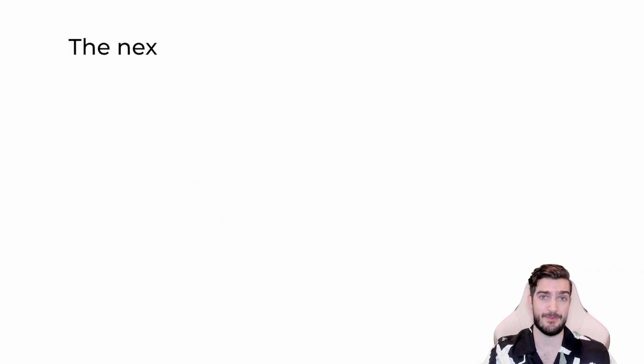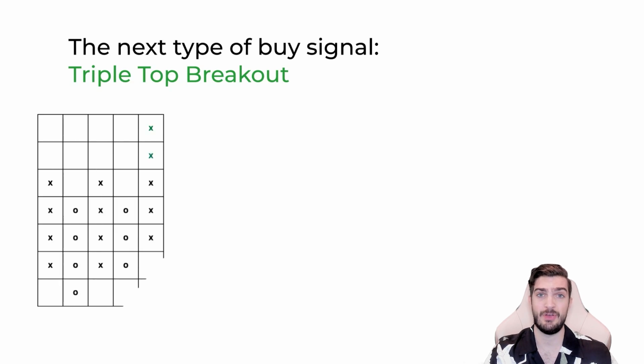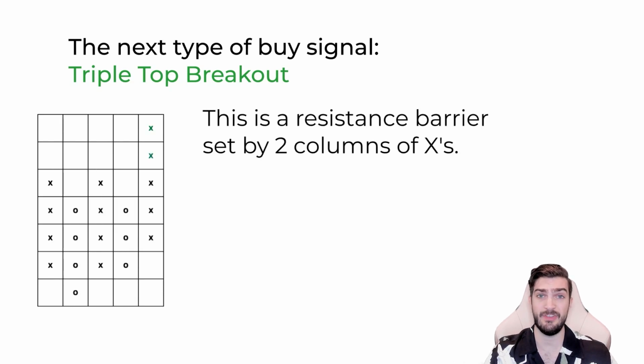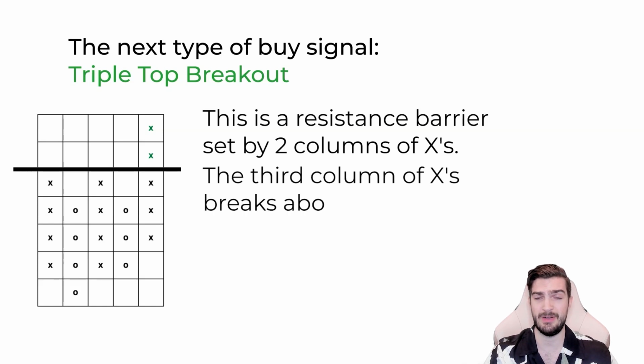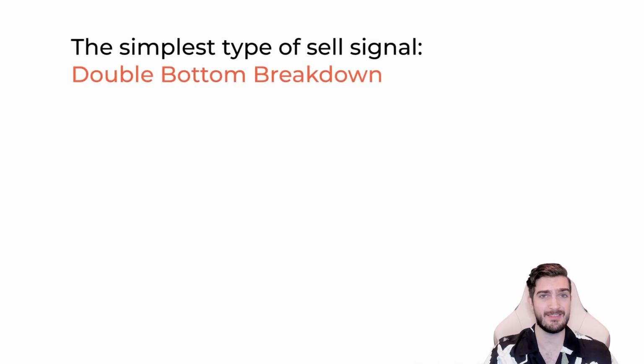The next step up from that would be a triple top breakout, where we had the price reach but not pass that resistance barrier twice before finally breaking out above it on that third column of X's. On the other side of things, we have the exact same events, but with support barriers and sell signals.